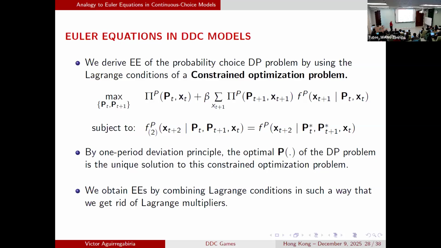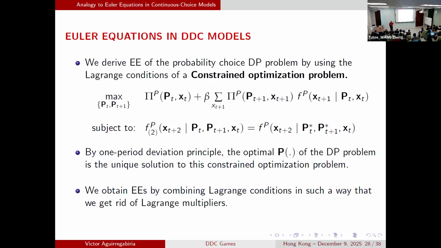Then let me conclude this digression with this equivalent result. If we have the finite dependence property, we can always define the following constrained optimization problem. Let's consider now that an individual can choose choice probabilities at period t and at period t plus 1 to maximize the payoff at period t and the expected payoff at period t plus 1.